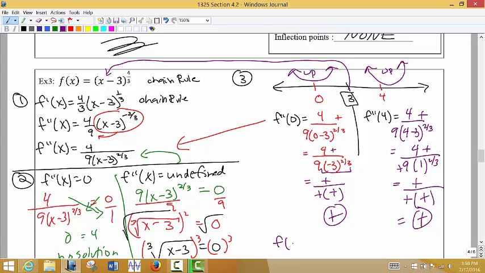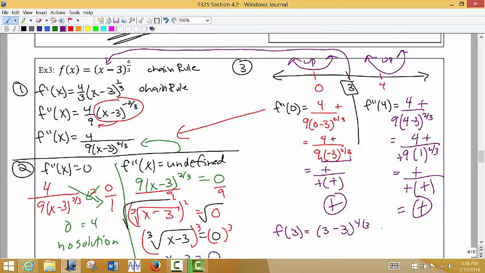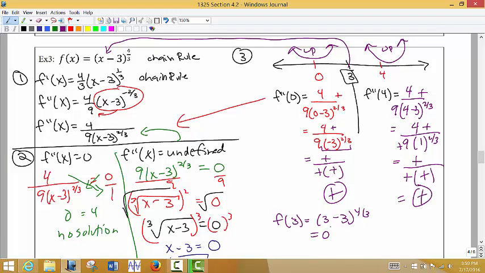So let's just test it out. If we plug a 3 back into the original function, we end up with 3 minus 3, which is 0. 0 to any power is 0. So this is an actual point on the graph. It's not an asymptote, and it's not a hole. Okay, so it's part of the domain of that original function.